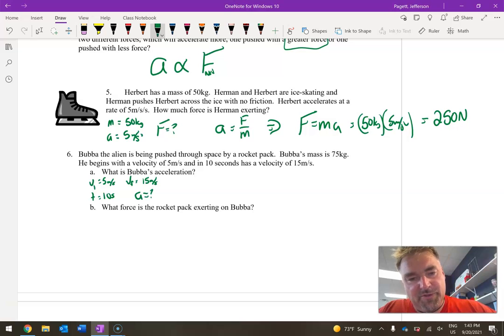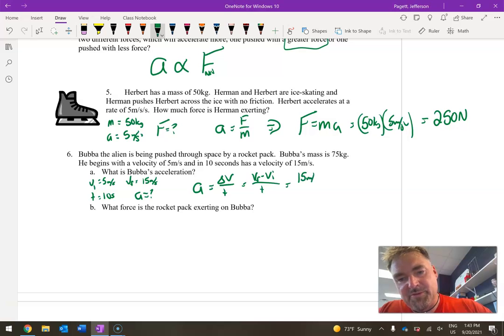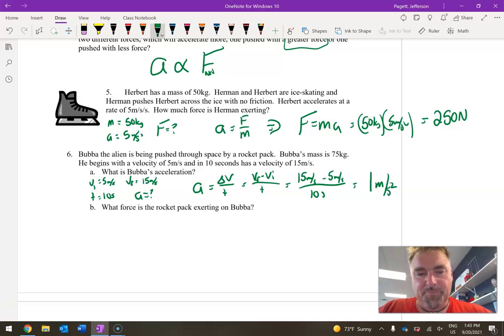So I'm going to go back old school and say acceleration is the change in the velocity over the time. So that's VF minus VI over T. So 15 meters per second minus the 5 meters per second, divide that by my 10 seconds, and I'm going to get 1 meter per second squared as my acceleration.